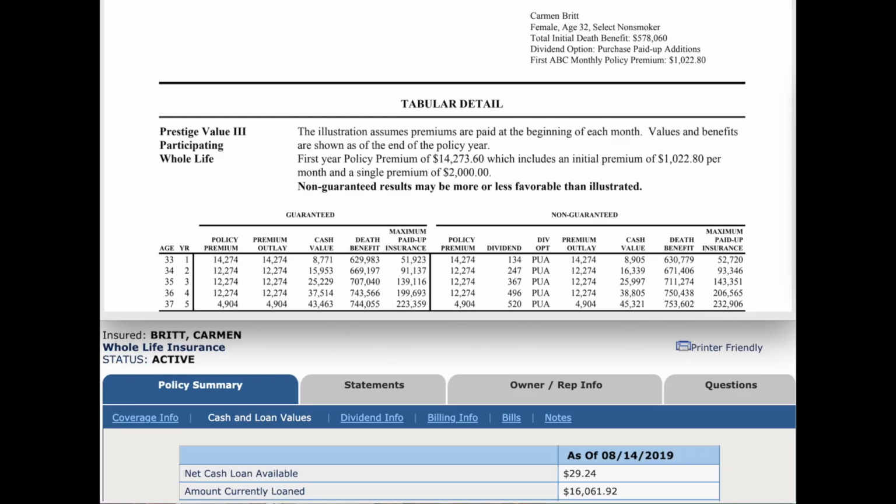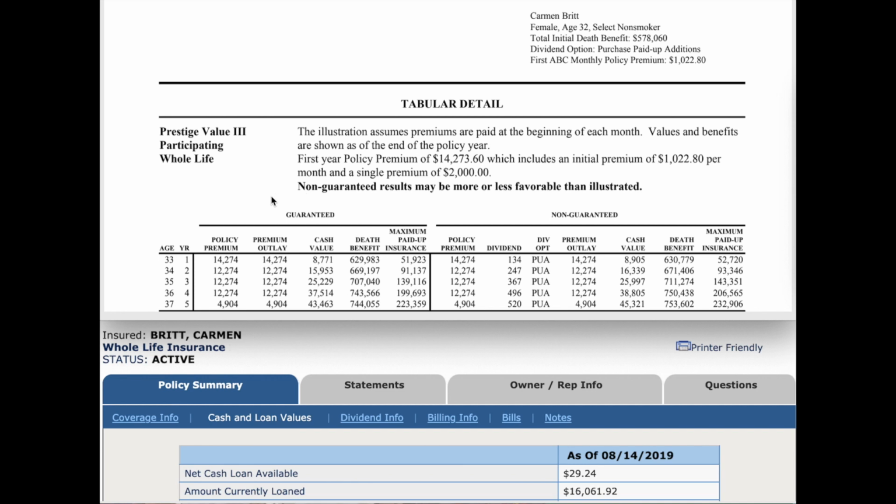This is one of my personal policies, and what I've done is shown you the performance of the first 5 years. So this was my initial illustration of a policy that is $12,200. In the first year, I put an additional $2,000 to dump in. So just to clear up the confusion, this is a $12,274 policy, but in the very first year, I put in an additional $2,000.